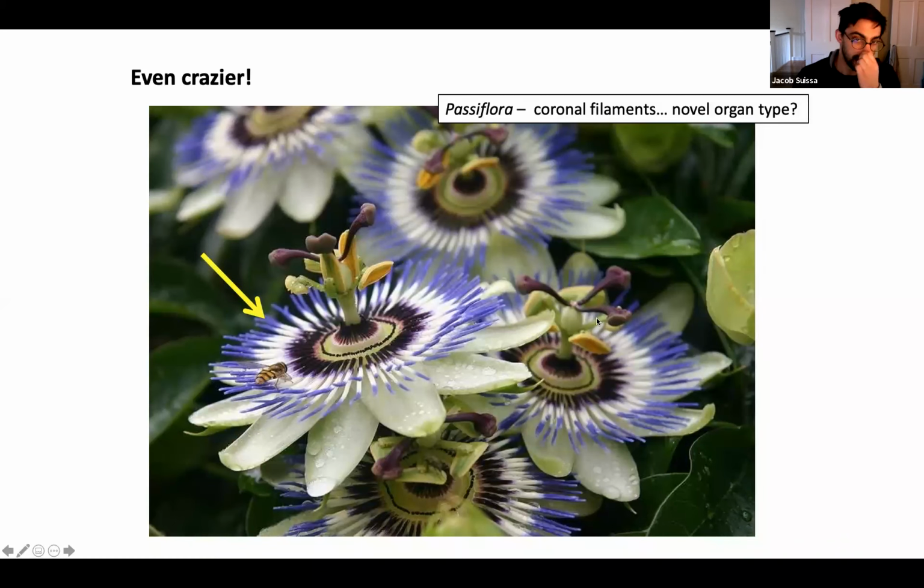So it's not terribly crazy, but what is weird is the corona, which is this star-like projection. I'm not entirely sure if anyone knows what this is derived from, but it's probably just some sort of cell expansion and division and outgrowth of maybe the base of the petals or something like that. Who knows? But it's weird.